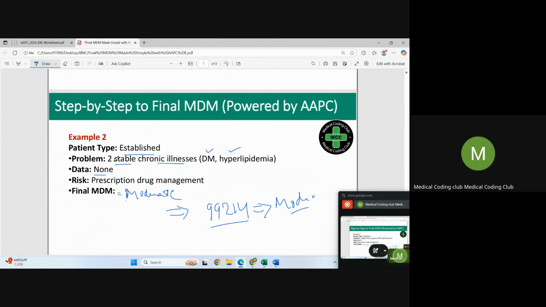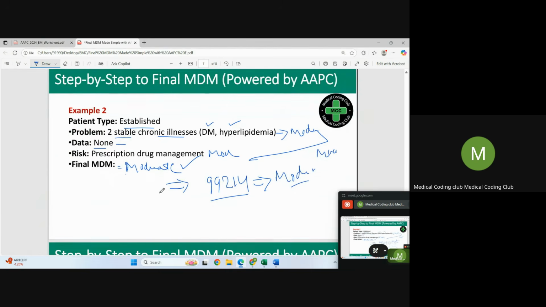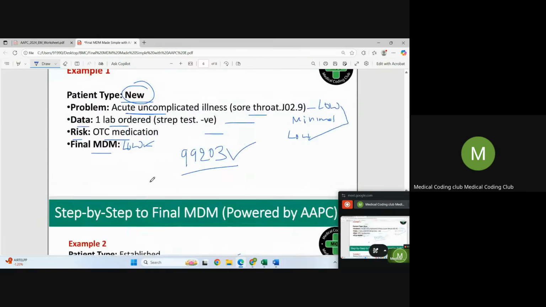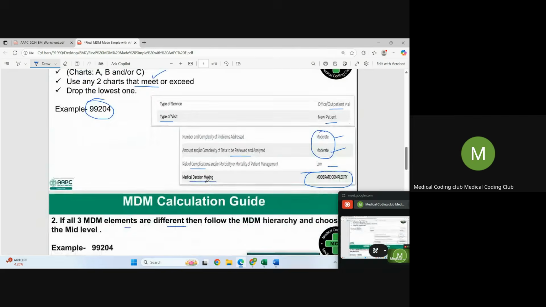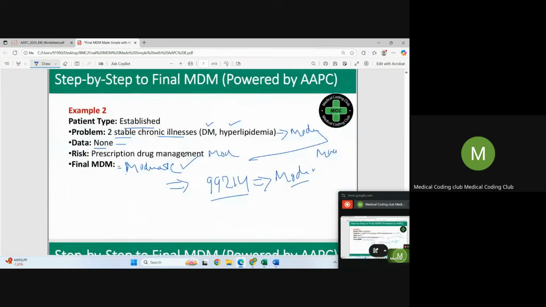Again, I'll give you the problem: 2 stable chronic illness, you will get in a moderate level. Data none, so you can take minimal or none. Prescription drug, again moderate. So 2 are meeting as moderate, so your final MDM is moderate. Easy. You have to understand our first coding guideline, which says you must consider 2 of the 3 MDM elements which are meeting. So easily you can code in this way.